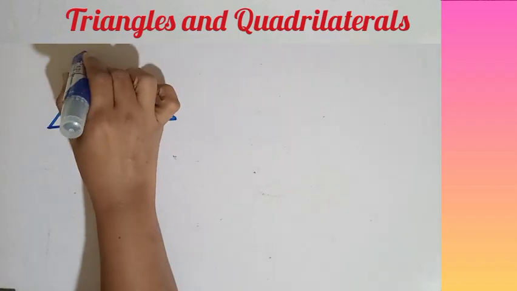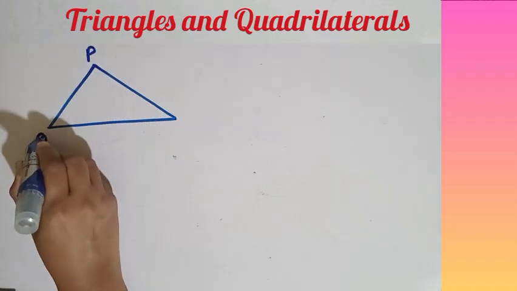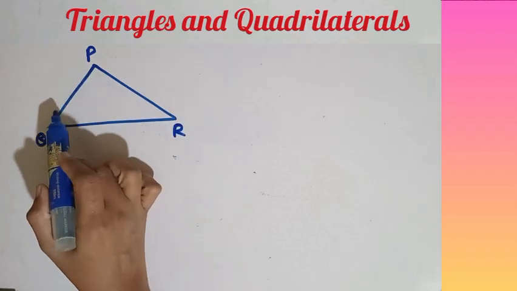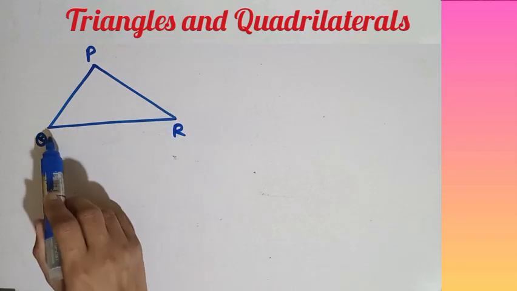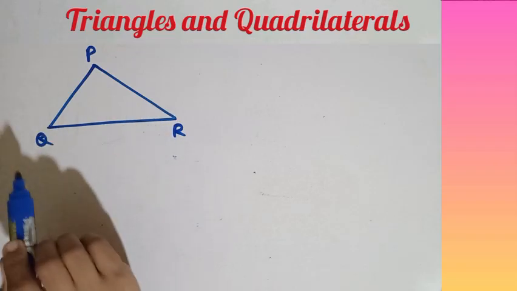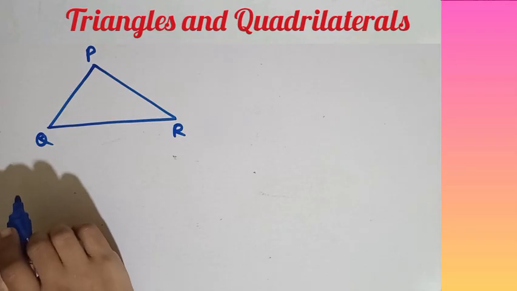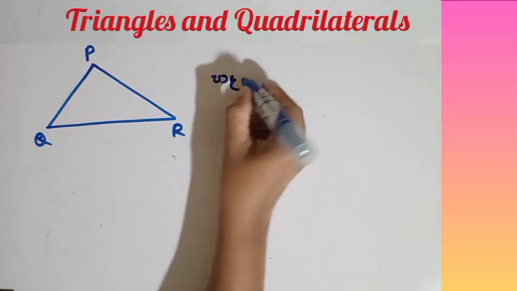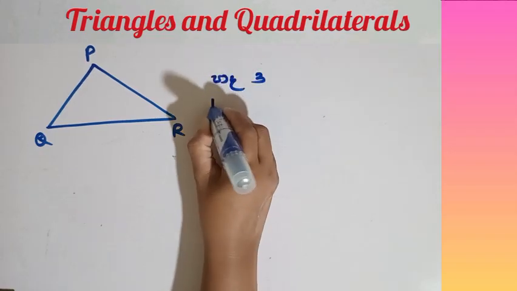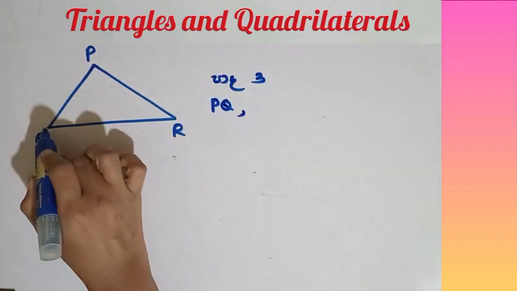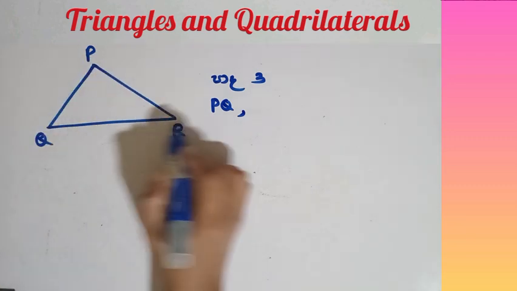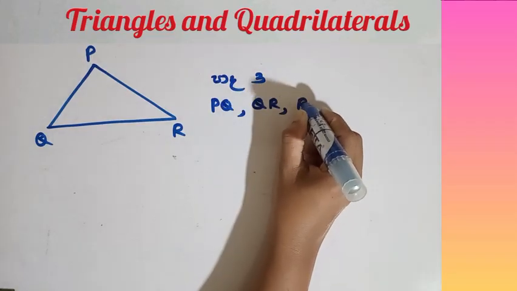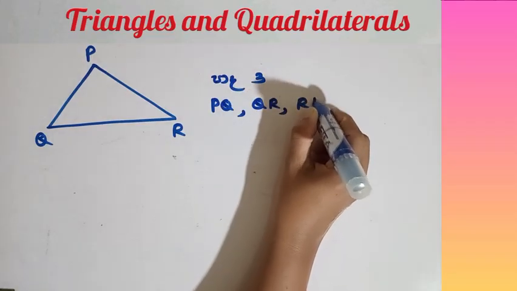Then I'll name the triangle as PQR. Then these straight line segments PQ, PR and QR, we can name it as RQ also, are known as sides of the triangle. There are three sides of the triangle. They are PQ, which can be named as QP also, then QR and the other one is RP.